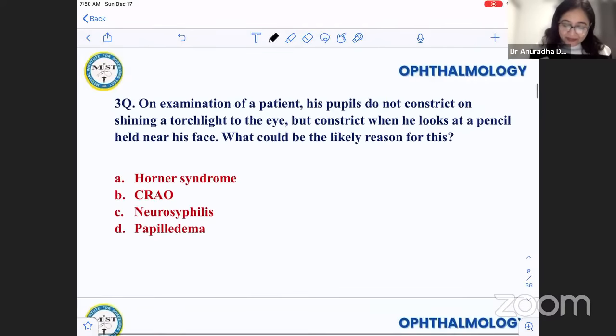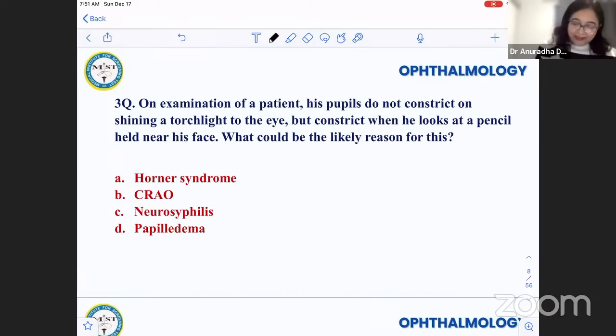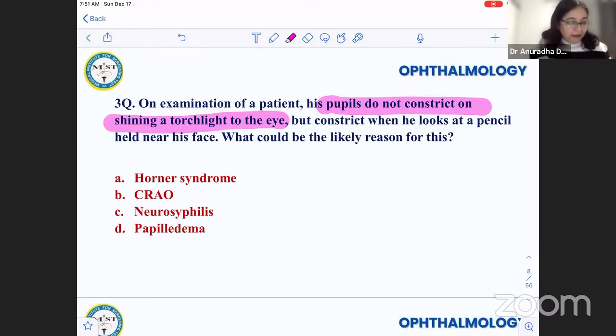Coming on to your next question. On examination of a patient, his pupils do not constrict on shining a torch light to the eye. So again, look at the things which are important. Pupils do not constrict on shining the torch light to the eye. Normally, what should happen? Whenever you shine a torch light to the eye, because of the light reflex, the pupil should constrict. It means in this condition, light reflex is absent. Pupils are not constricting.